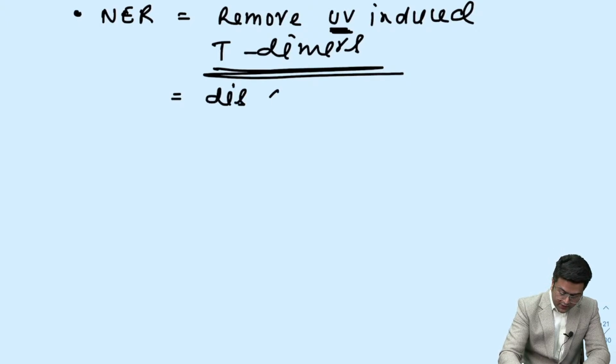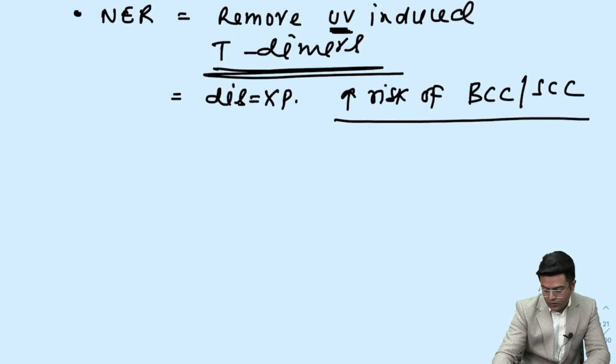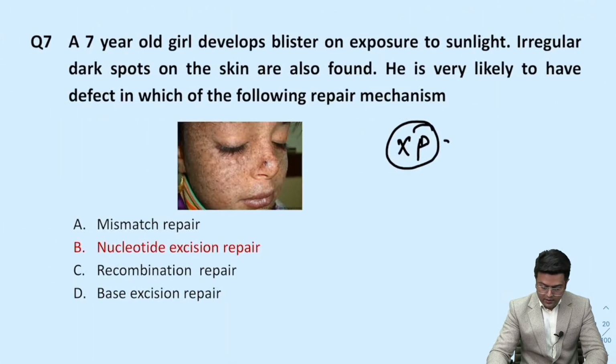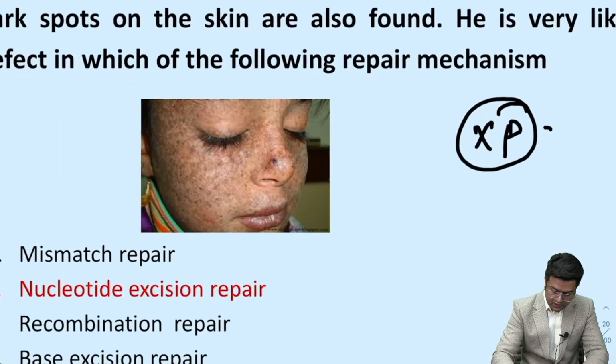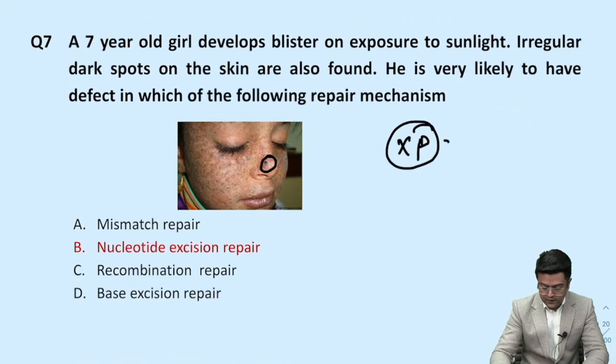So what is the name of the disease? Xeroderma pigmentosum, with a very high risk of basal cell carcinoma and squamous cell carcinoma. In this image also we can see that, though it is not very clear, this is the common site of the BCC, the most common site of BCC.